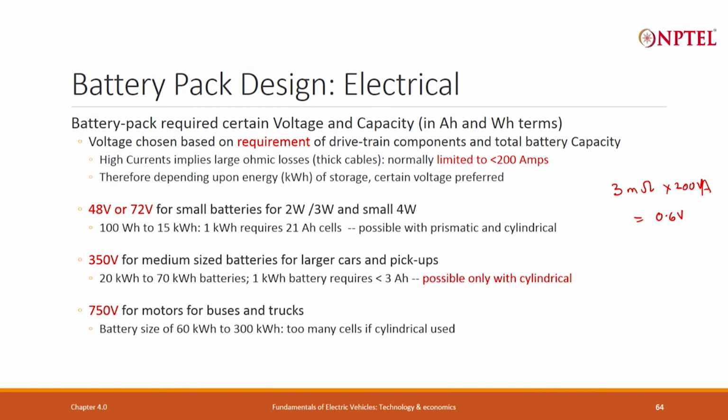750 volt is another voltage. Here 60 kilowatt hour to 300 kilowatt hour is used. If you use cylindrical, too many cells will be used. We will get into this, but this is how the 3 voltages come and are used.